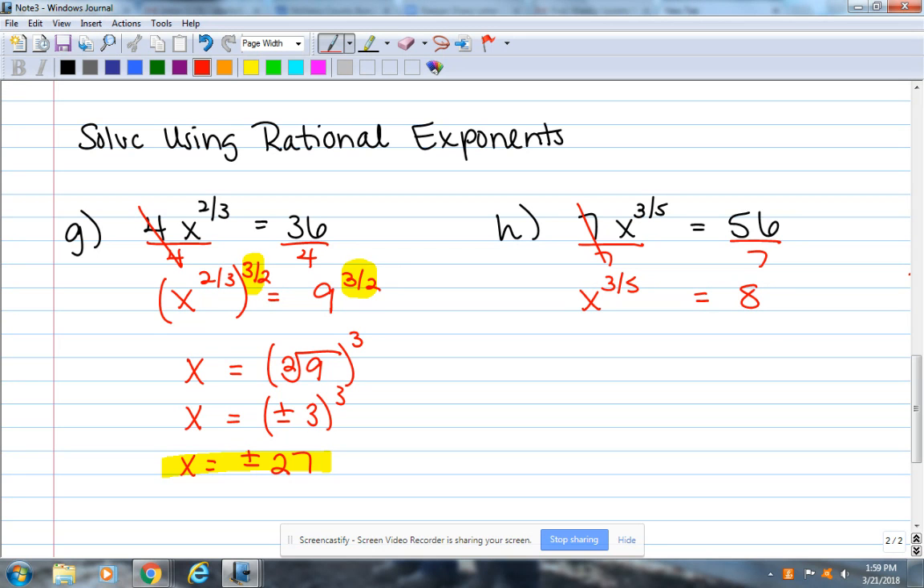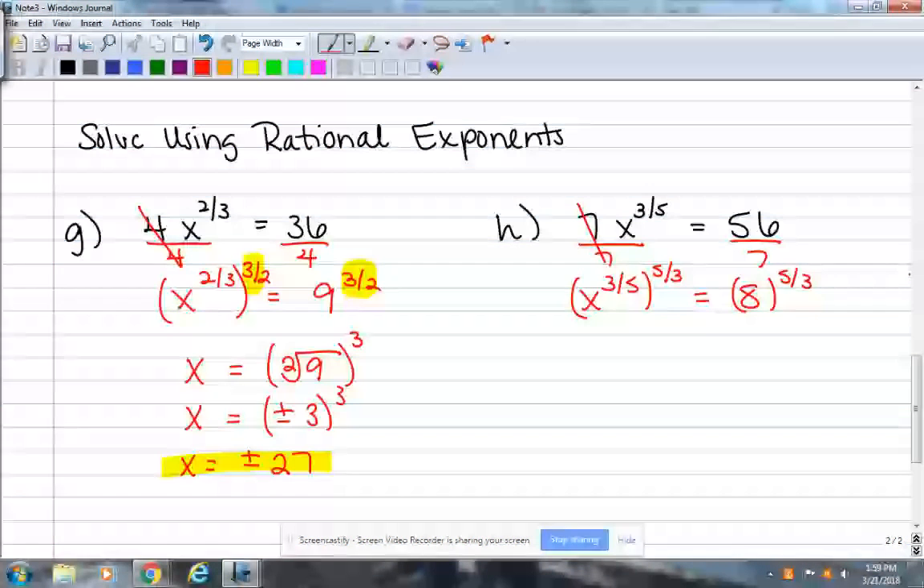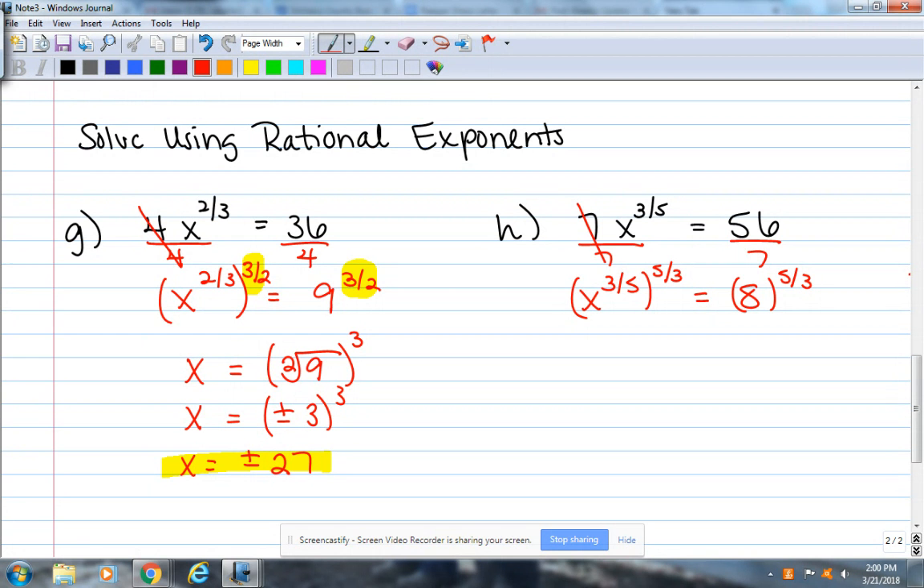Now, what did I do over there to get rid of the fractional exponent? Multiply by its reciprocal, or raise it to its reciprocal power. And whatever I do on one side, I have to do to the other side. So 5 over 3 power over here. This makes 15 divided by 15, which equals 1. So those exponents cancel out and leave you with the x.